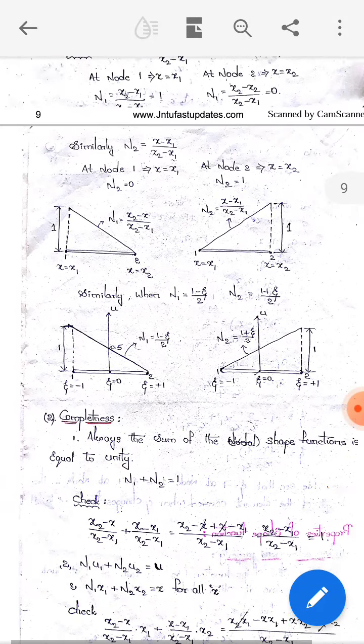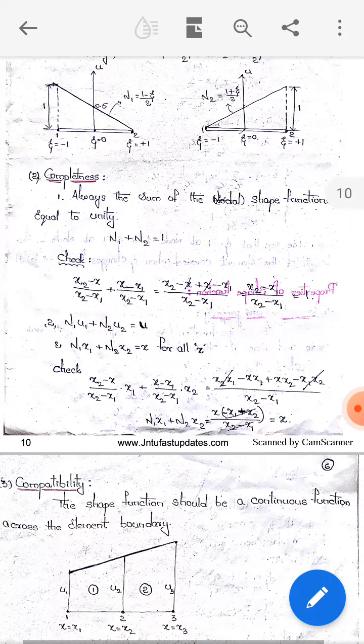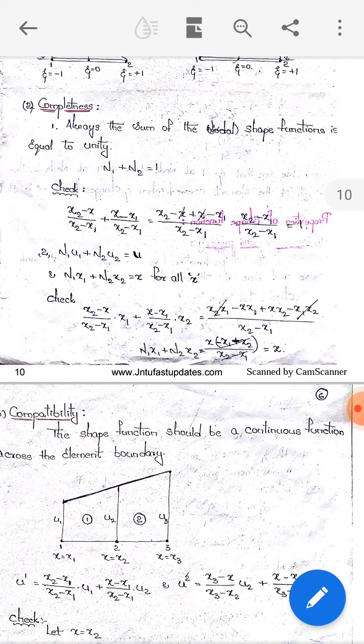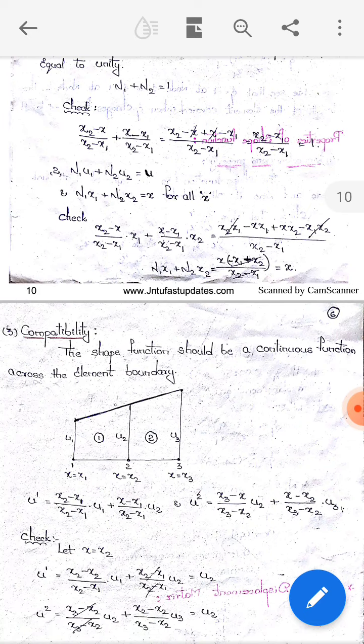Similarly, on putting the zeta value, N1 is (1 minus zeta) by 2, N2 is (1 plus zeta) by 2. Node 1 is displaced to 1, node 2 is displaced to 1 here. Now, to check the completeness, N1 plus N2 is equal to 1. Substituting the value of N1 plus the value of N2, definitely we say that it is equal to 1. Similarly, N1 u1 plus N2 u2 is equal to u, that is, N1 x1 plus N2 x2 is equal to x. So on substitution of N1 and N2 we get x.